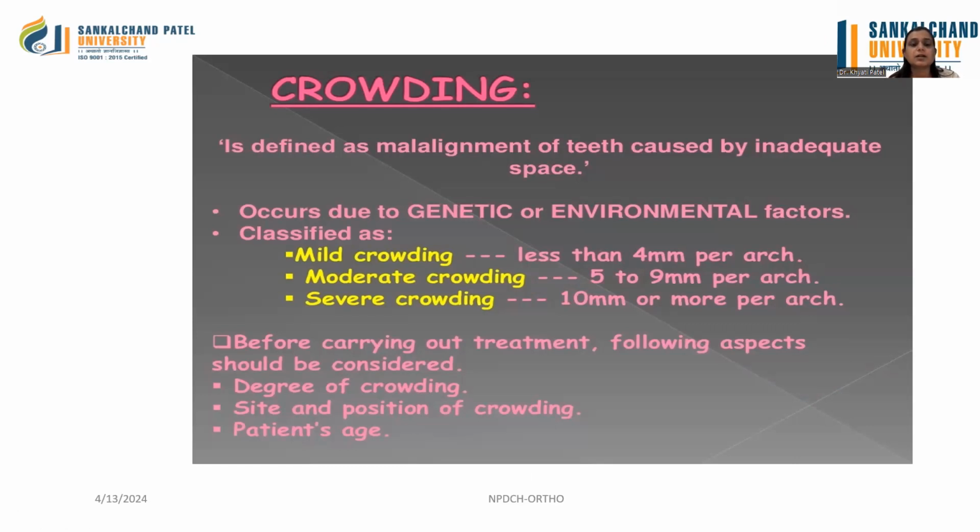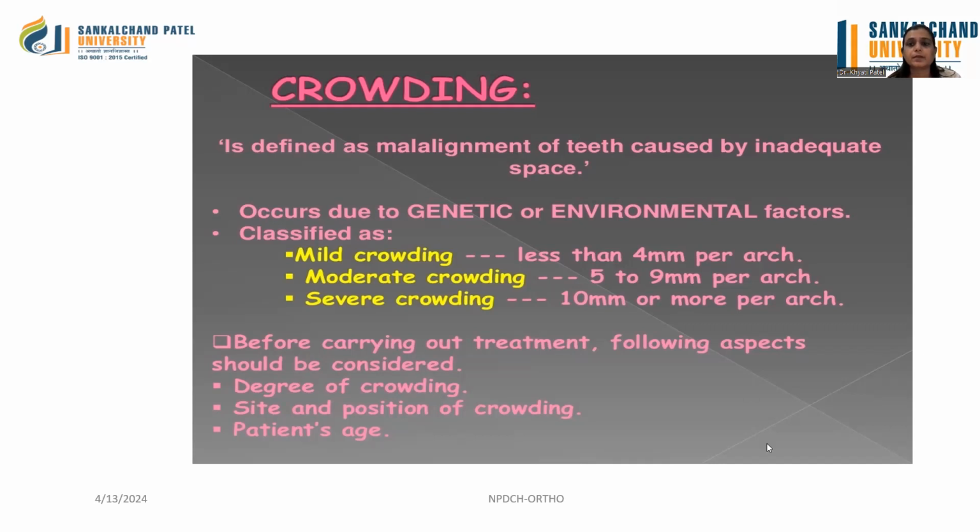So it is classified into three: mild crowding, moderate crowding, and severe crowding. Mild is less than 4 millimeter per arch. Moderate is 5 to 9 millimeter per arch, and severe crowding is 10 millimeter. So before carrying out any treatment, the following aspects should be considered: the degree of crowding, site and position of crowding, and patient's age.